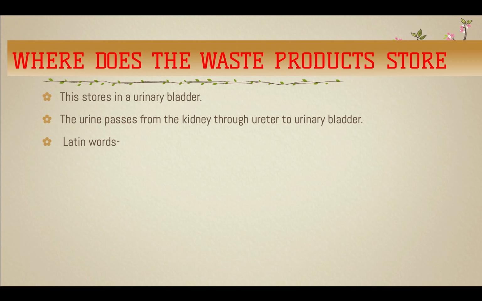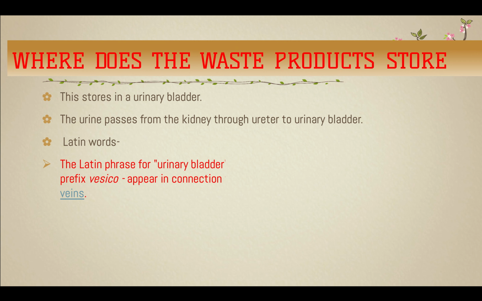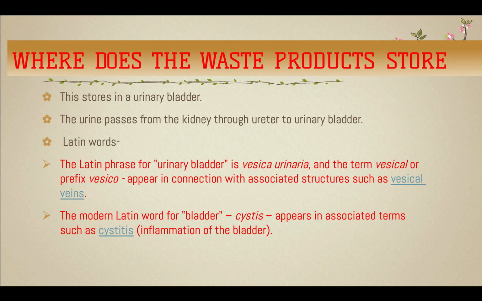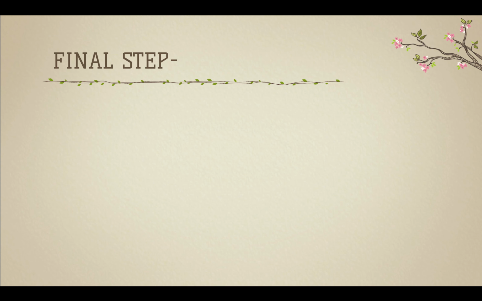Now I have two Latin words for the urinary bladder and bladder. First you'll see the Latin phrase for urinary bladder, which is vesica urinaria, and the term vesicle or prefix vesico appears in connection with associated structures such as vesicle veins. This is the definition of that. And the second, a modern Latin word, is for bladder. Here, cystis appears in associated terms such as cystitis, inflammation of the bladder. I hope you saw it. This is just a fun fact, the Latin words.